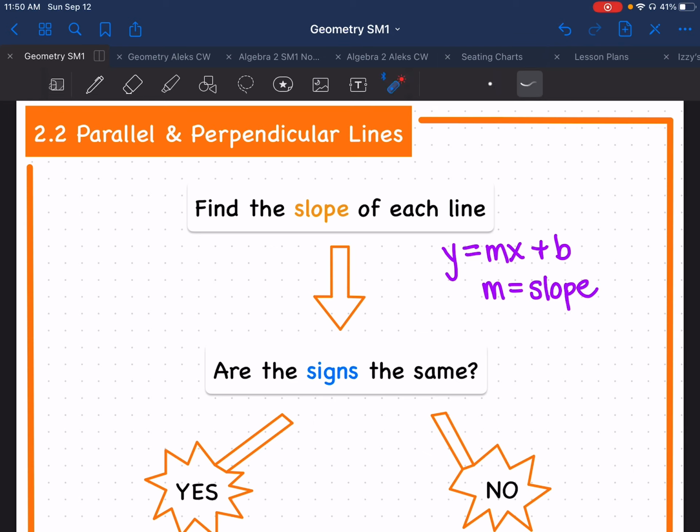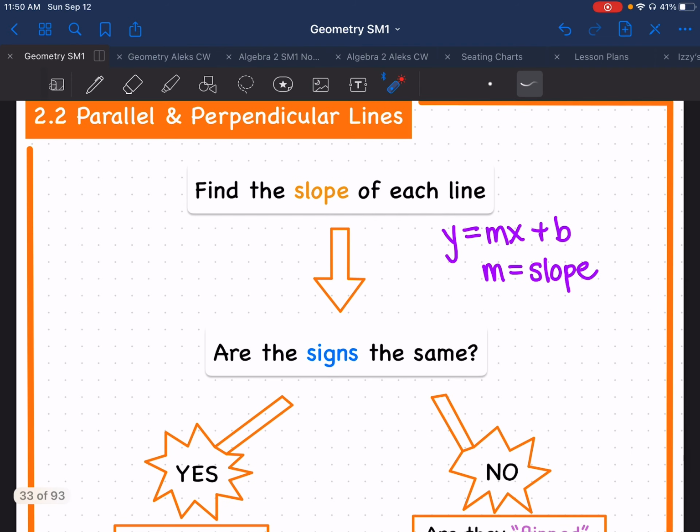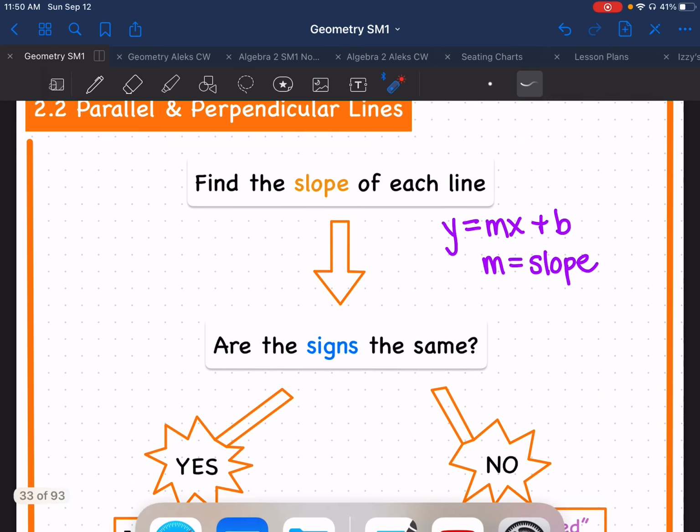You're going to look at your two lines and you're going to ask yourself, are the signs the same? Your answer is either going to be yes or no. Yes, they're both positive. Yes, they're both negative. So over here I have plus and plus, or I have minus and minus, or I'm going to say no, plus and minus, or minus and plus. Okay, that's the difference between them.